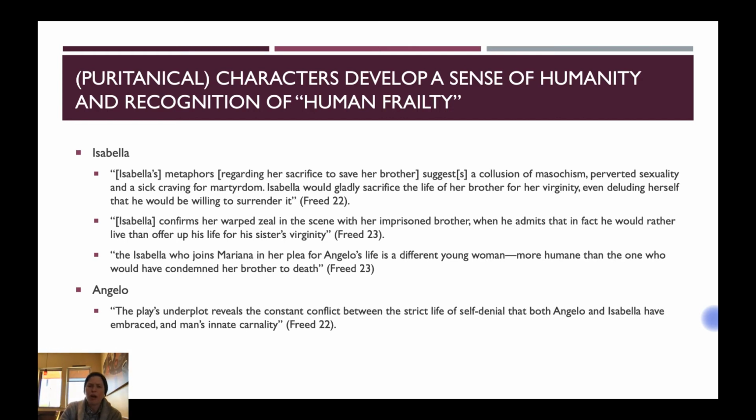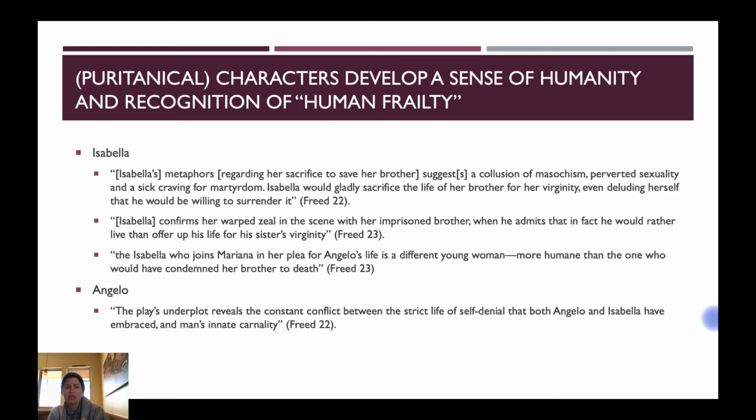So here, what Freud is saying is that Isabella is acting a martyr here, right? But she's doing it backwards, right? She says that she would sacrifice her life to save her brother, but she won't sacrifice her virginity because that's a representation of her immortal soul, right? She won't sacrifice her soul because it's immortal, but she would sacrifice her mortal, finite life to save her brother, right? So it's this weird martyrdom, as Freud says, that she's kind of working with here.